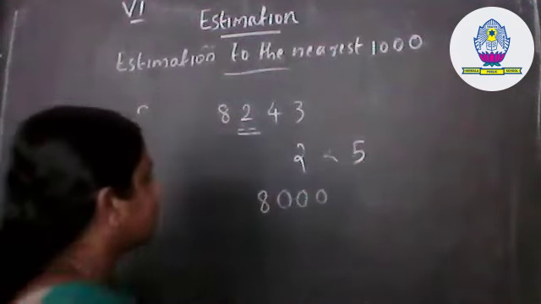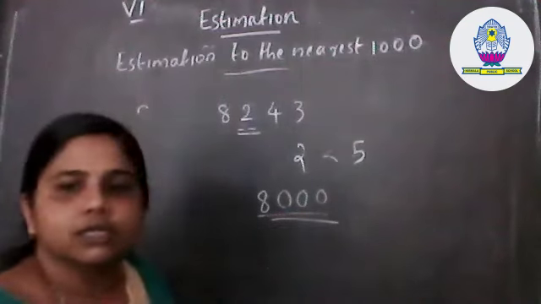So the nearest 1000 is 8000. Nearest 1000 is 8000.